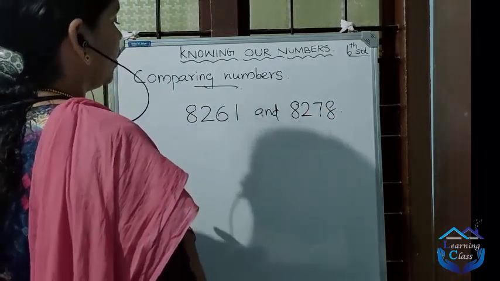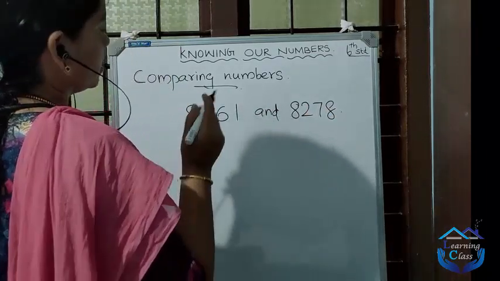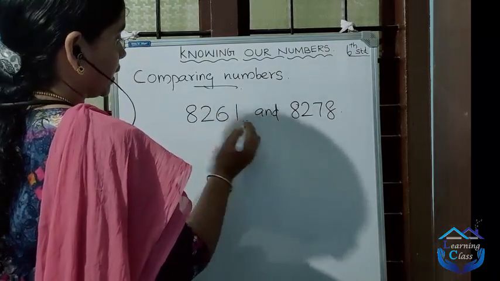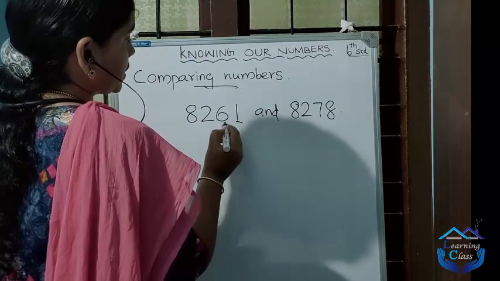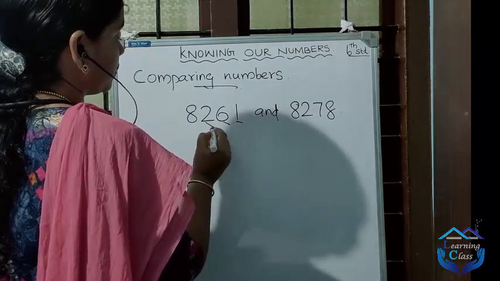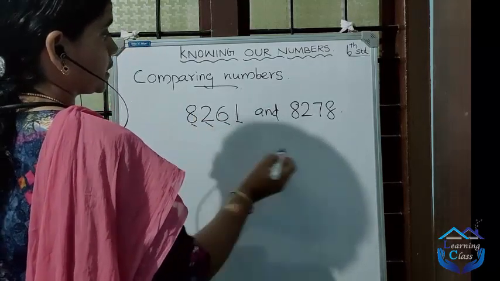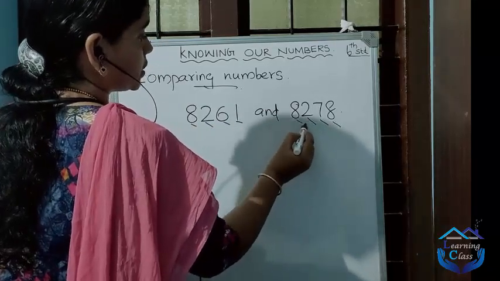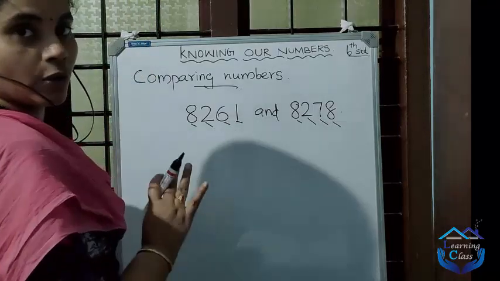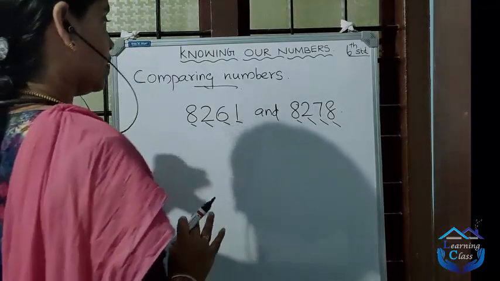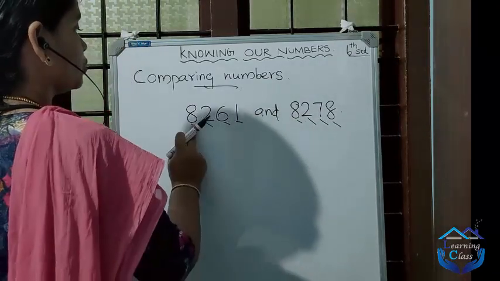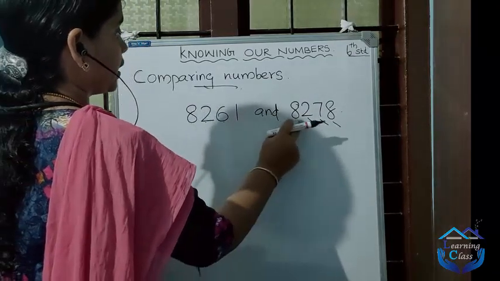First we want to know how many digits are there. Here ones place, tens place, hundreds place and thousands place. Both having thousands place. So both are 4 digit numbers. Now we are going to check which one is greater in these 2.